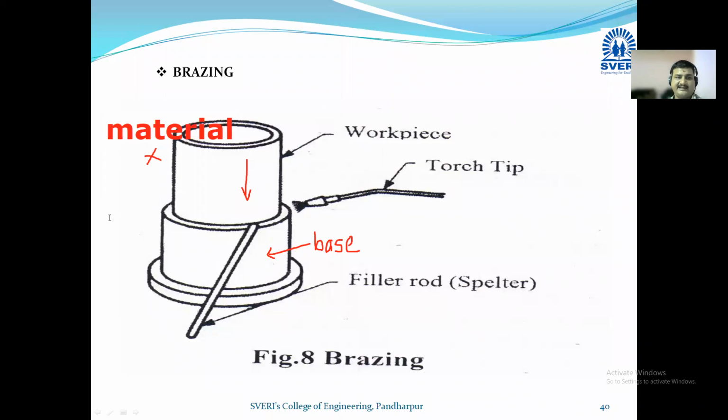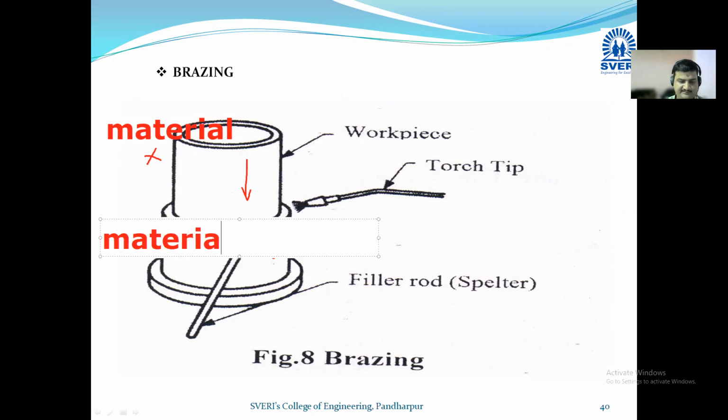This is material X, and here the material Y. Both materials are different, and X material has to be brazed on the Y material. X material आपण काय करणार आहे, Y material वर ब्रेज करणार.